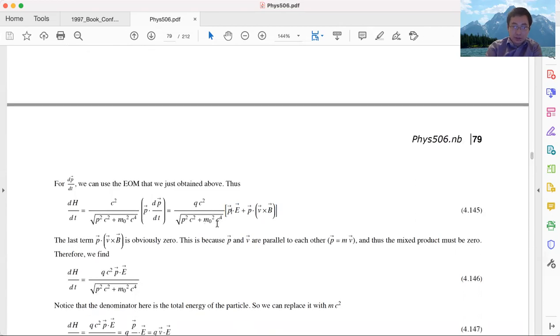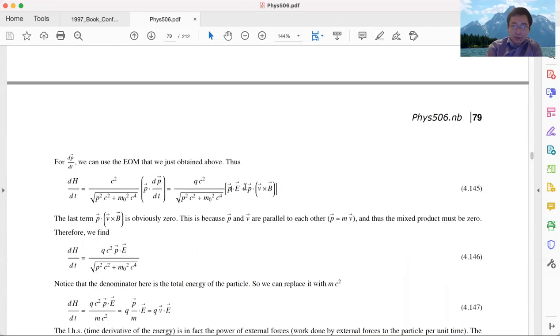Okay. So let's look at this quantity. First of all, this guy is 0. The reason is because this is a mixed product. V cross B means this vector is perpendicular to velocity, but P is parallel to velocity. If I have P parallel to velocity, dot product with another vector perpendicular to velocity, the dot product of two orthogonal vectors must be 0. So this term is 0.